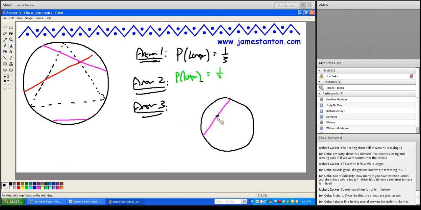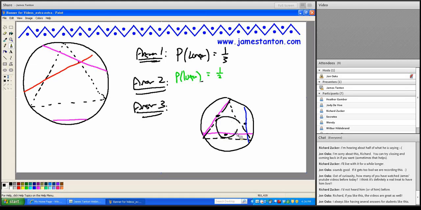This time, if I just have a chord chosen at random, I can identify its midpoint. Its midpoint's going to be somewhere. And the amazing thing is, if I give you the midpoint first, it's clear where the chord has to be. So in fact, every chord you draw is completely determined by its midpoint. There's one exceptional case, namely if the midpoint happens to be right at the center of the circle, in which case there's not many chords, but the chance of you picking the exact center of the circle is zero. All right, so all I need to do is focus on where the midpoints need to be.